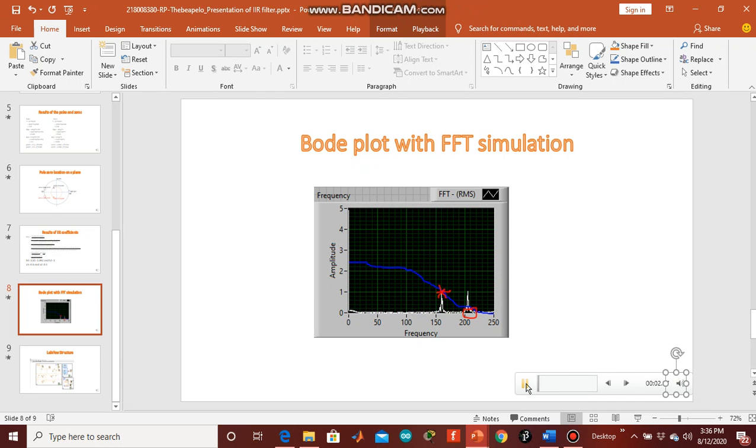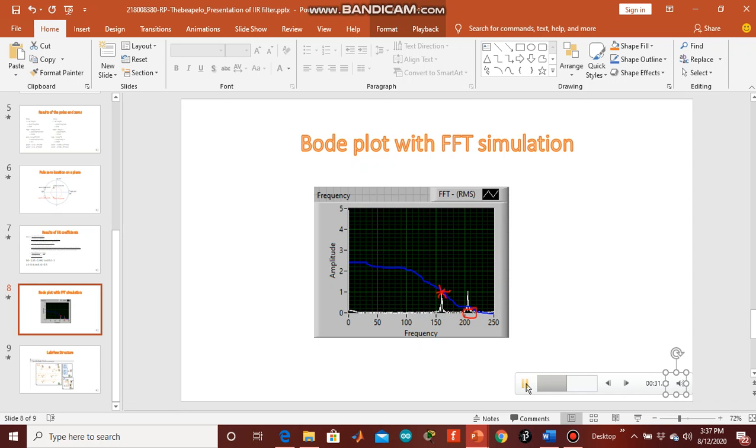Bode plot with FFT simulation. FFT stands for fast Fourier transform. The blue line here represents the Bode plot, which represents the low pass filter. Here I have made the amplitude and offset of both the signals to be the same to prove that my filter is filtering out the unwanted frequency.